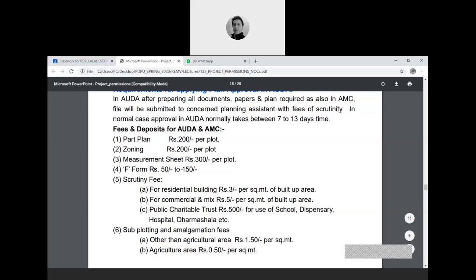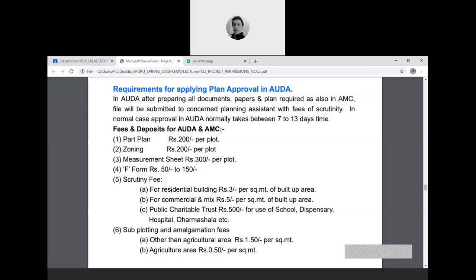Then you need the F form officially. You have to pay for it. Then there is a scrutiny fee. Scrutiny fee is the fee for whatever design you are putting forward, as per again the building bylaws and norms. So for residential building, it was rupees 3 per square meter of the built-up area. Now I think it is up to 8 to 10 rupees. For commercial, it was 5. It's up to 15 or 20, I guess. If it's a public charitable trust, it's 100 rupees. This has not changed much, but for commercial residential building, it has changed.